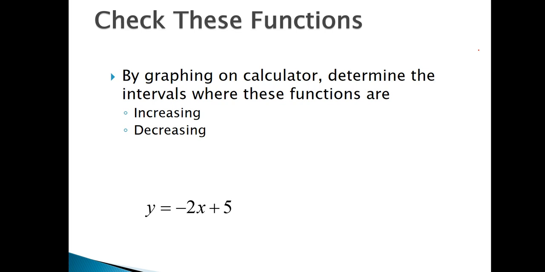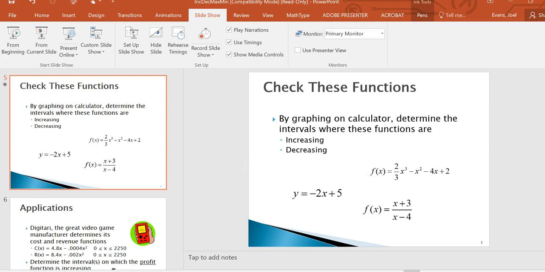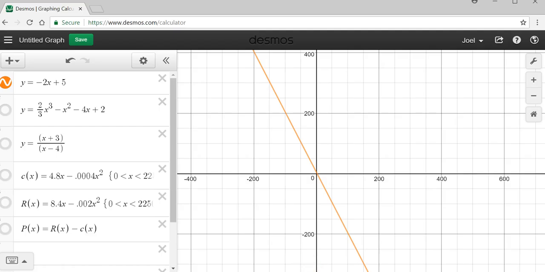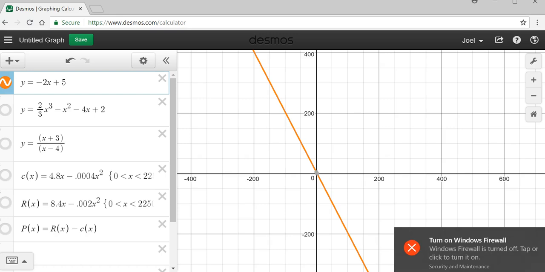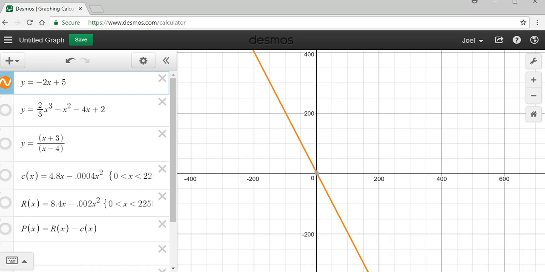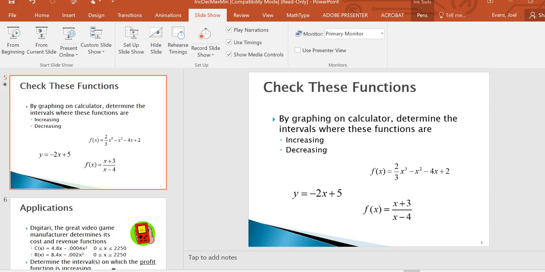All right, so let's do another one. y equals -2x plus 5. This is by graphing on a calculator, determine where this happens. So what we're going to do is go to the graph. And here's our first graph, y equals -2x plus 5. You can look at that and see that that function is decreasing everywhere, right? It's decreasing everywhere. So we would characterize that as decreasing everywhere.